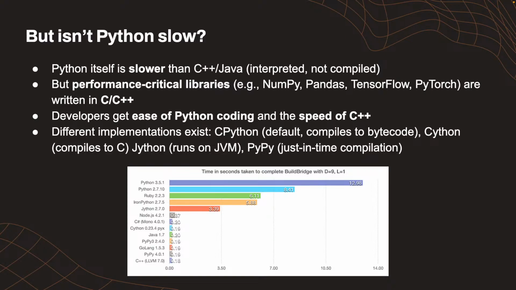And there's a bunch of different implementations of Python. The default one is CPython, which basically converts your code to bytecode, which is kind of similar to machine code, a step in between. There's also Cython, which compiles to C, Jython, which runs on the Java virtual machine, and PyPy, which uses just-in-time compilation. The image there is a bit older now, but basically the default one isn't that fast, but as long as you're using those libraries that are made in C or C++, you can get that speed benefit.